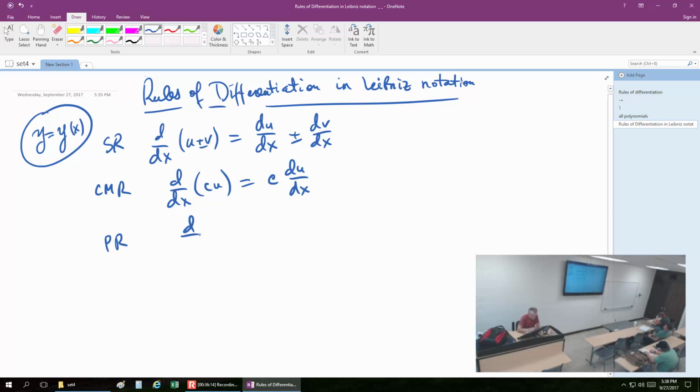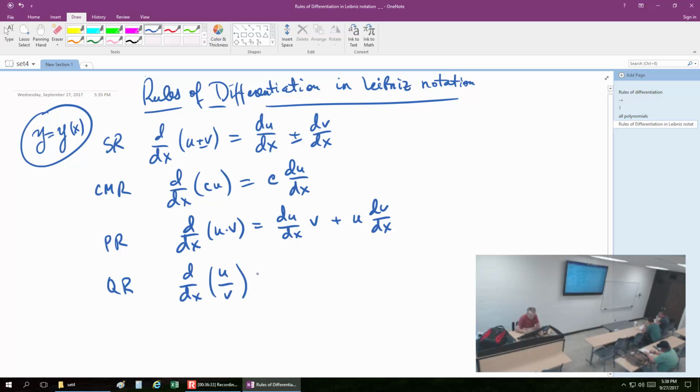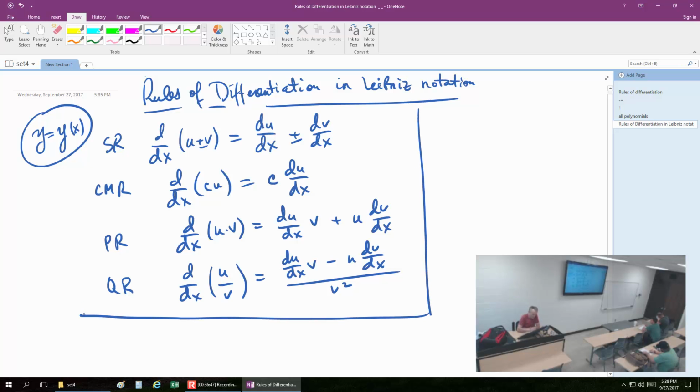Product rule: u times v, the derivative is du dx times v plus u times dv dx. Quotient rule, slightly more cumbersome in comparison to the original. There will be only one more rule to make it complete.